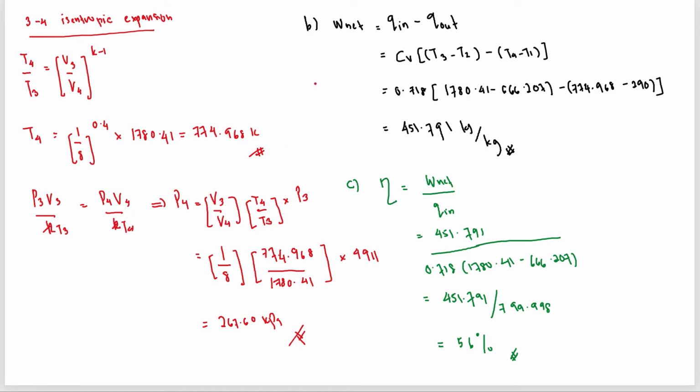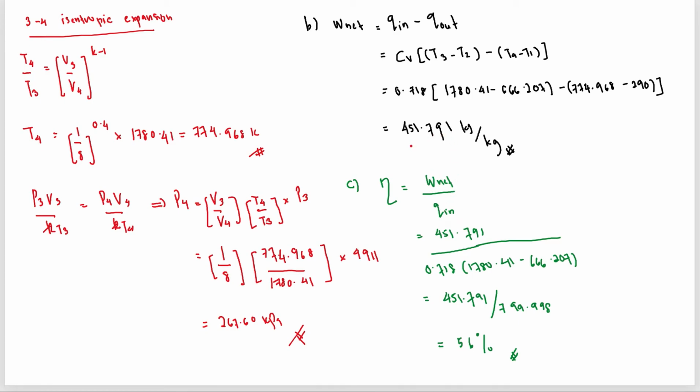Question B is net work output. So W net is given as Q in minus Q out. Cv, I put the big bracket here, (T3 minus T2) for Q in, and Cv (T4 minus T1) for Q out. Then I get W net as 451.791 kilojoule per kilogram.